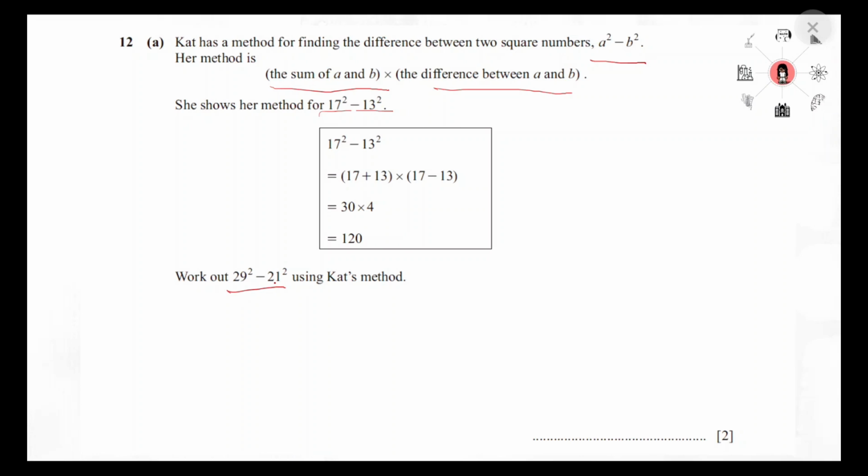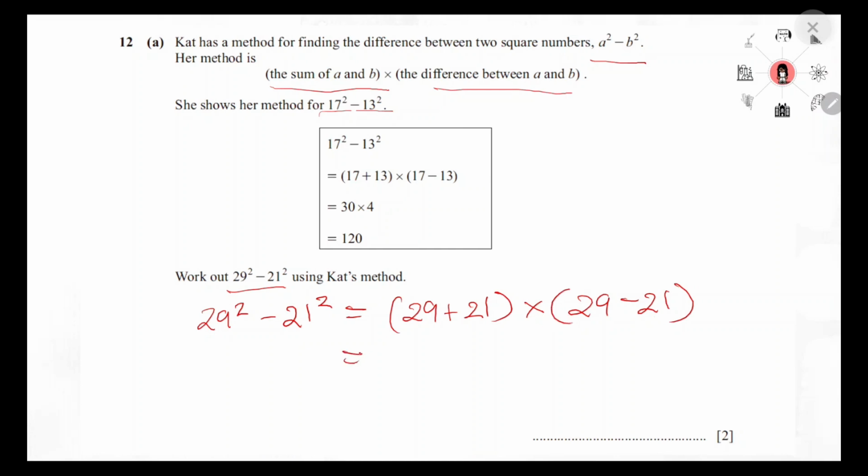So according to CAT's method, to solve 29 square minus 21 square, we should find the sum of 29 and 21, multiply it with the difference between 29 and 21. 29 plus 21 gives us 50, and 29 minus 21 gives us 8. So 50 into 8 gives us 400, and thus 400 is the answer.